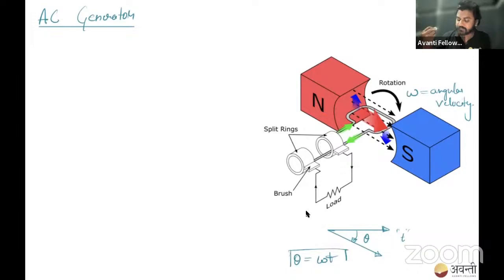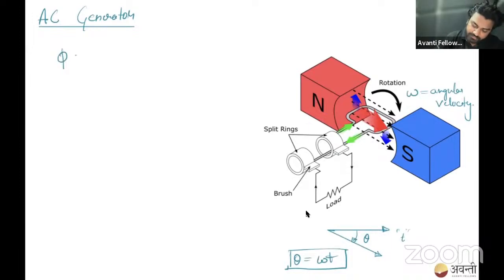Clear? Why I'm telling this, we'll come to know. Okay. So theta is omega t. I hope this is clear, right? Since it is rotating continuously, it will cover some angular displacement. That angular displacement in time t is omega t. Clear? Chalo.